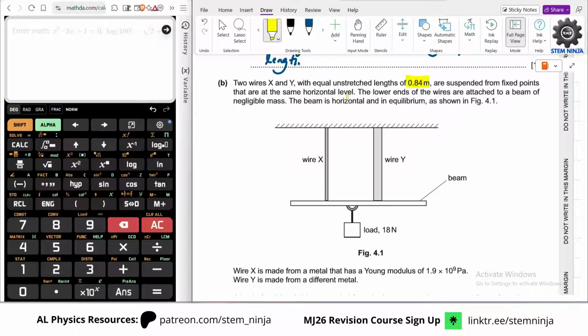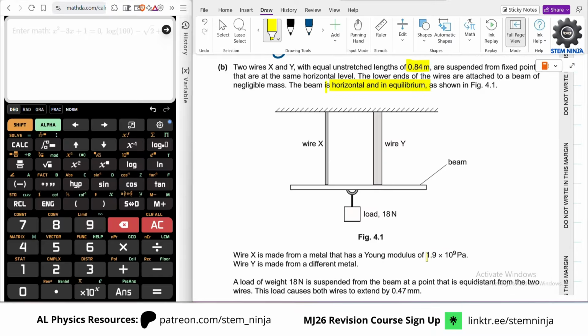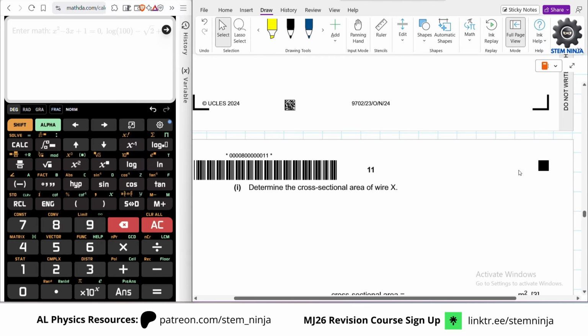that are at the same horizontal level. Lower ends of the wires are attached to a beam of negligible mass. Beam is horizontal and is in equilibrium. Now this is a very important point. Wire X is made from a metal that has a Young modulus of this, and wire Y is made from a different metal. That means Young modulus of wire Y would be different. A load of weight 18 Newton is suspended from the beam at a point that is equidistant from the two wires. This load causes both wires to extend by 0.47 millimeters. Okay, determine the cross-sectional area of X.